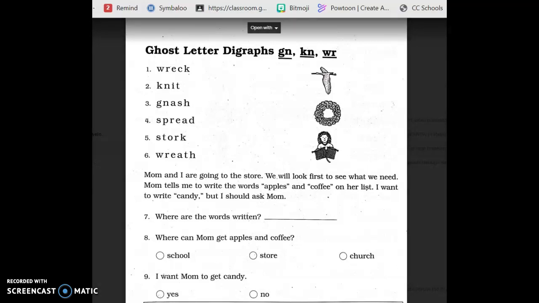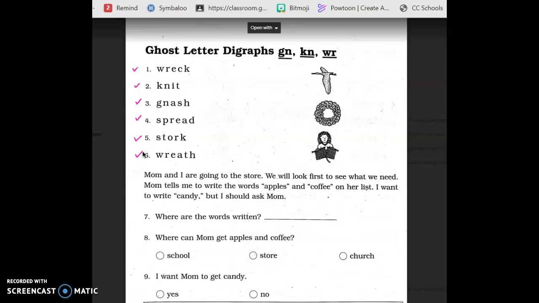I'm going to read each one. I'm going to put a little check mark as I say them. So repeat after me. Wreck, knit, gnash, spread, stork, wreath. Okay, let's go back and code each word.